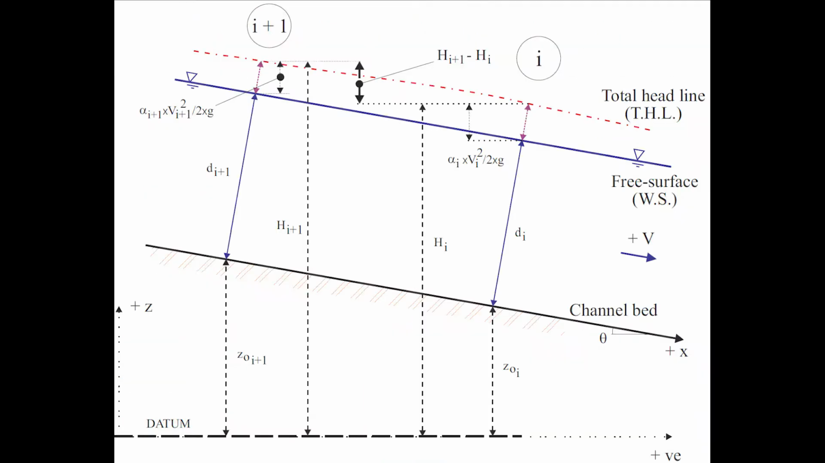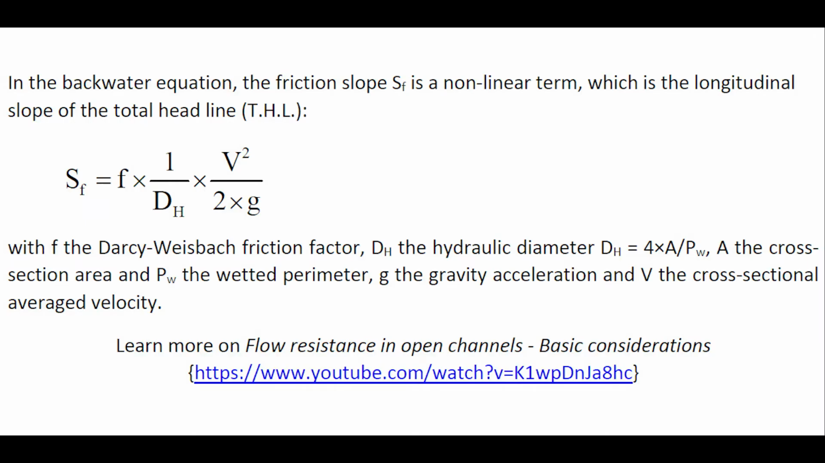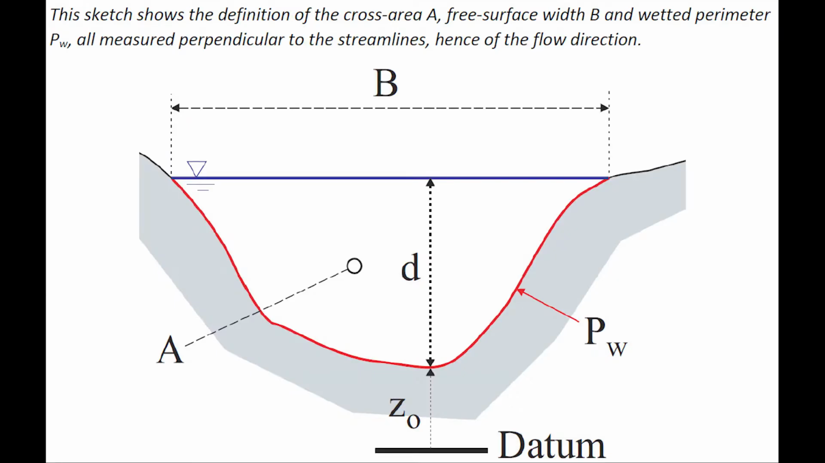In the backwater equation, the friction slope, SF, is a nonlinear term, which is the longitudinal slope of the total head line. The sketch shows the definition of the cross-section area, A, free surface width, B, and wetted perimeter, PW, all measured perpendicular to the streamlines.